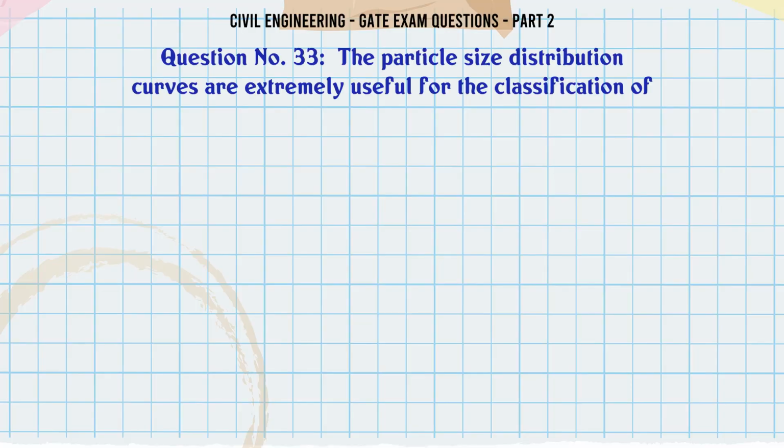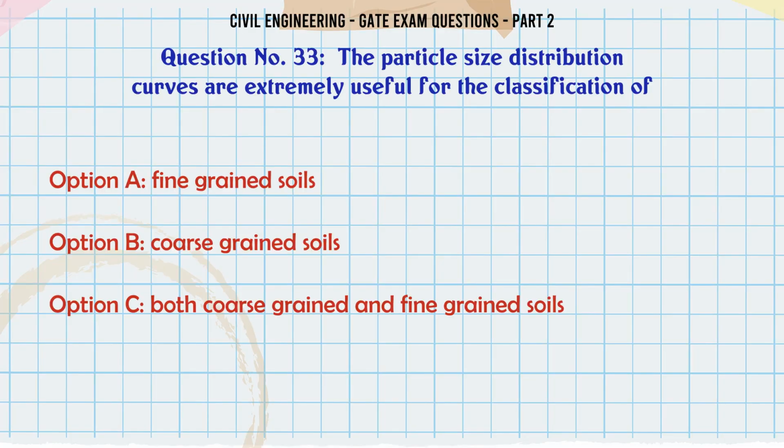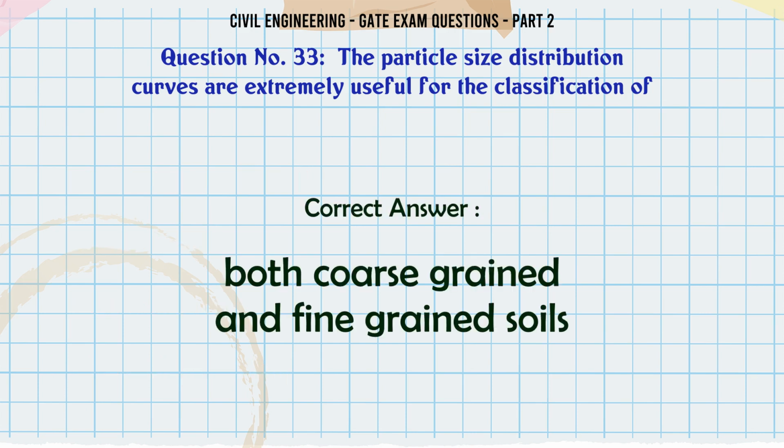The particle size distribution curves are extremely useful for the classification of A. Fine-grained soils. B. Coarse-grained soils. C. Both coarse-grained and fine-grained soils. D. Silts and clays. The correct answer is both coarse-grained and fine-grained soils.